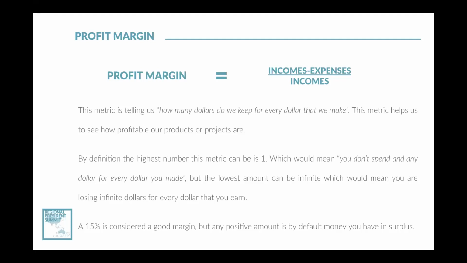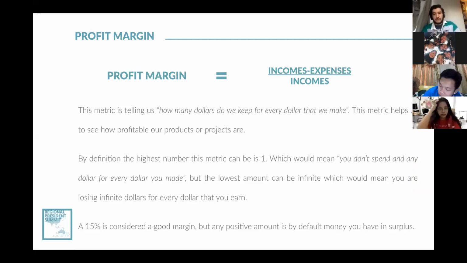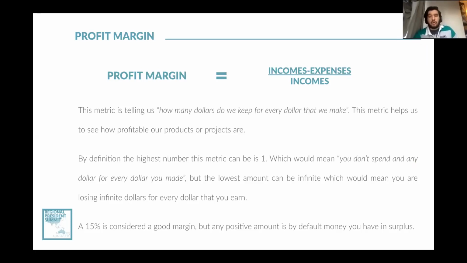So what is the property of this metric? By definition, the highest number that it can have is 1 or 100%, which you don't want to have. I mean, maybe you want to have it, but I don't think it's possible because it essentially means that you are getting money for free without any investment, right? It means that you don't spend any dollar for every dollar that you make. So let's put the conference example. Imagine that you would be having a conference and you don't spend any money on it, but you receive all the money for it. So that would be a profit margin of 100%.